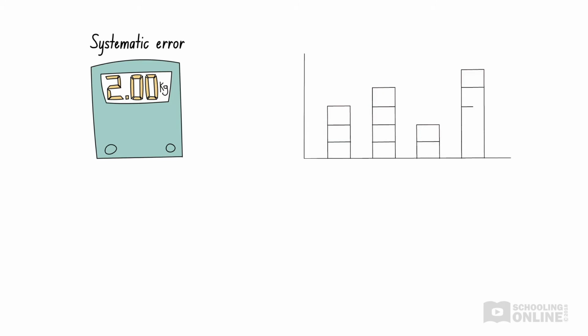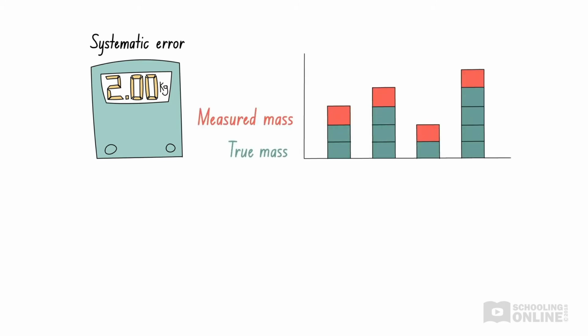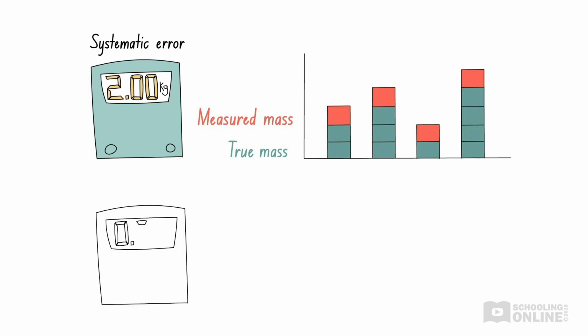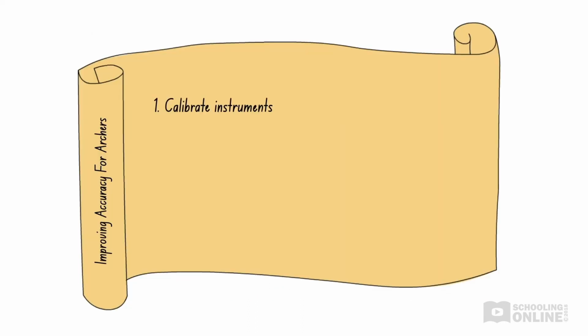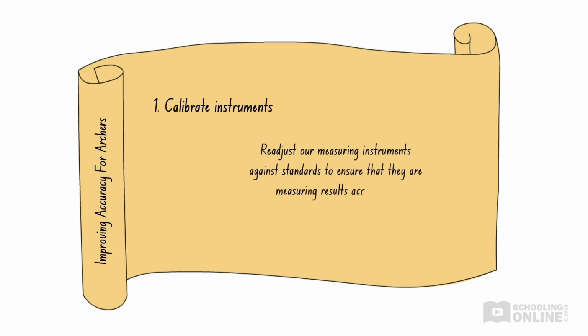Remember our first example where the measured mass of everyone in the class was too high because the scale started at 2 kilograms? When we readjusted the scales to start at 0, we removed our systematic error. This is known as calibration, which is a process where we readjust our measuring instruments against standards or accurate known values to ensure that they are measuring results accurately.